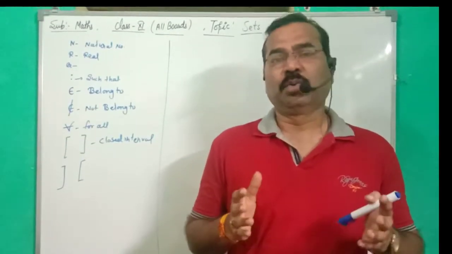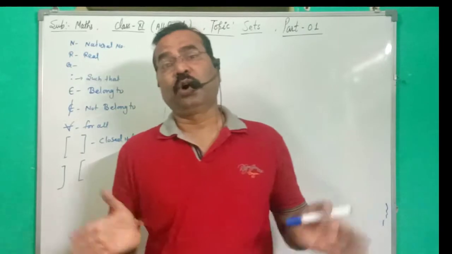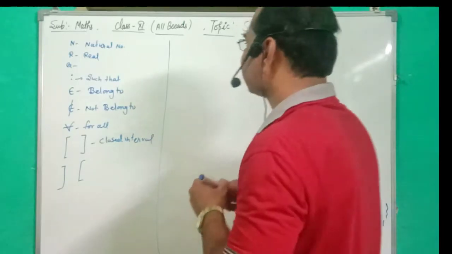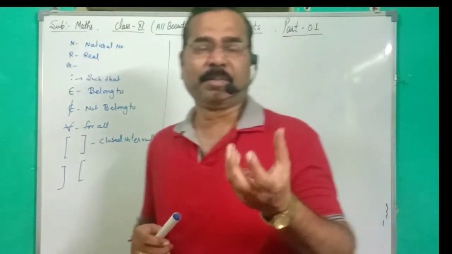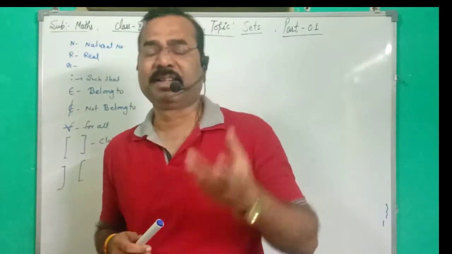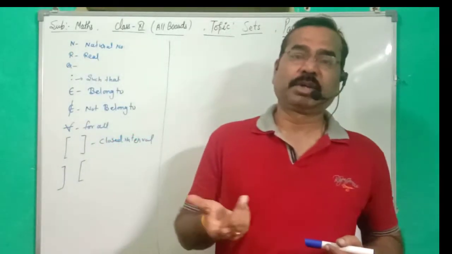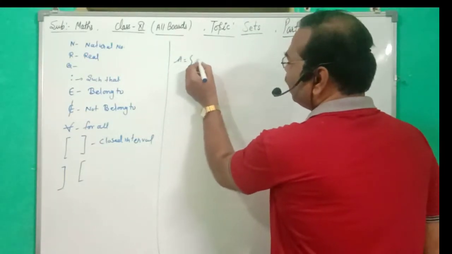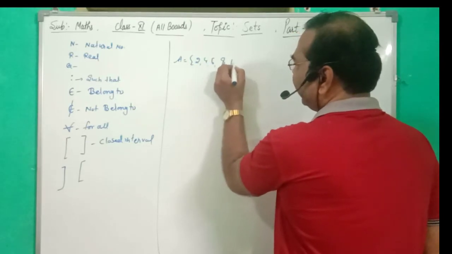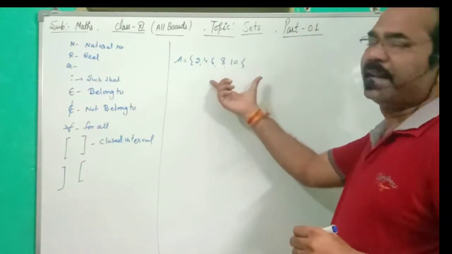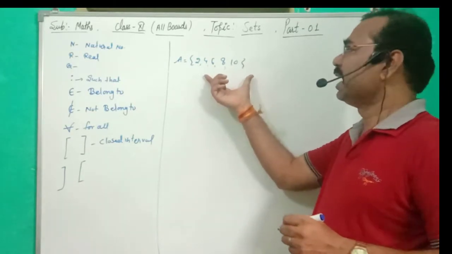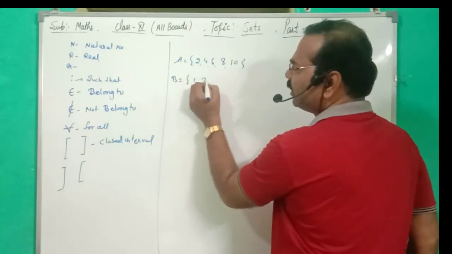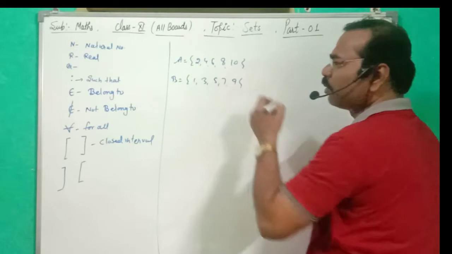Another example: the students in your class are also called a set. So what is a set? We can say a collection of numbers, a collection of things. Here are some examples. Suppose there is 2, 4, 6, 8, 10. That is the set of even natural numbers less than or equal to 10. Now B, another set: 1, 3, 5, 7, 9. It is also a set.